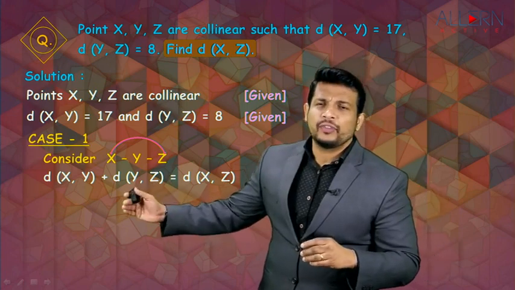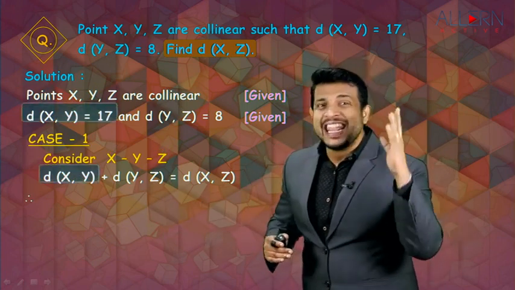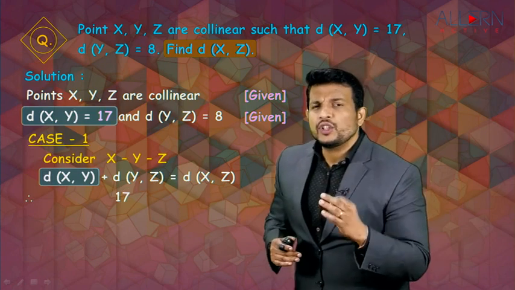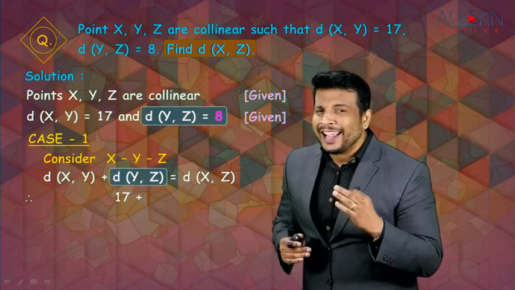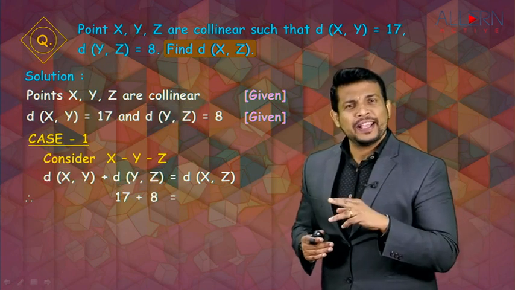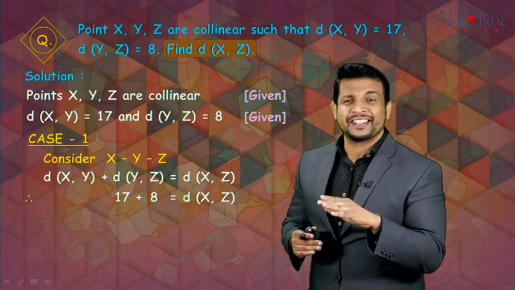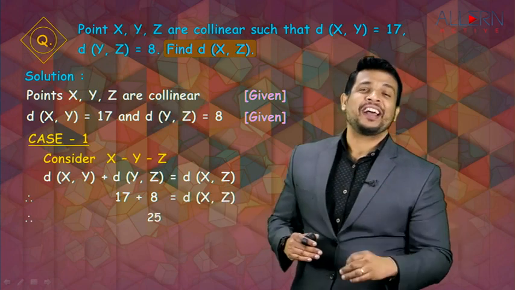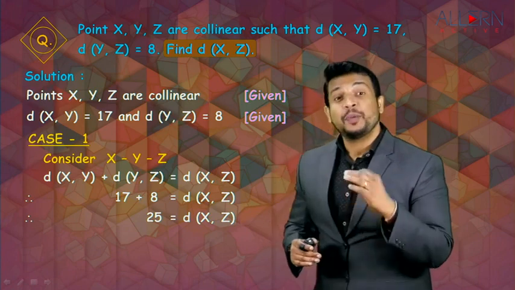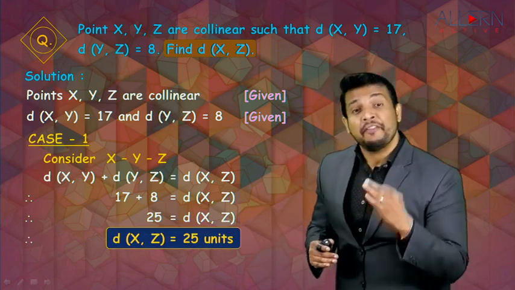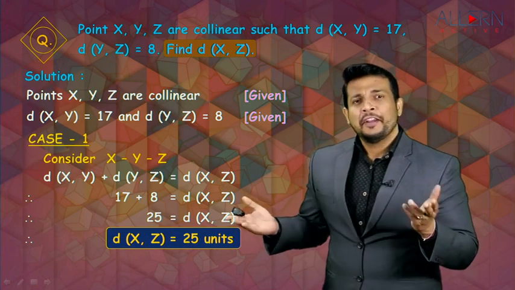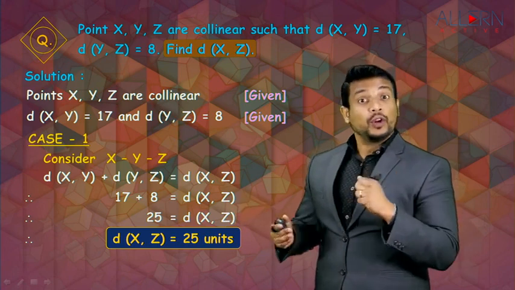What is the value of distance between X and Y? 17. What is the distance between Y and Z? That is 8. And distance between X and Z, we don't know. Keep it as it is. What is 17 plus 8? It is 25. That means the distance between X and Z is 25 units. Easy? Very easy, right? So we got the first, right?